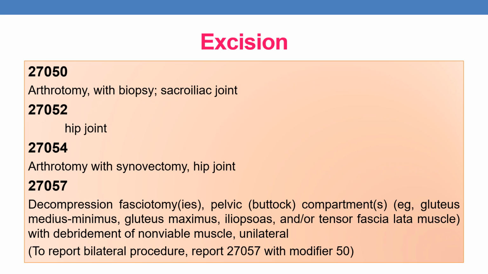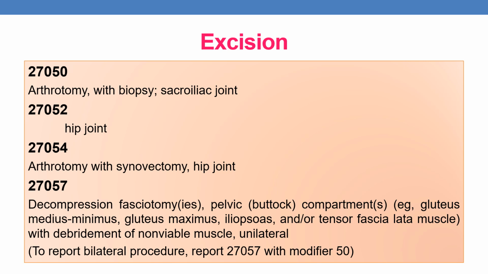The next CPT is 27050. It deals with arthrotomy with biopsy, sacroiliac joint. And for arthrotomy with biopsy, hip joint, the CPT is 27052. And for arthrotomy with synovectomy, hip joint, the CPT is 27054.